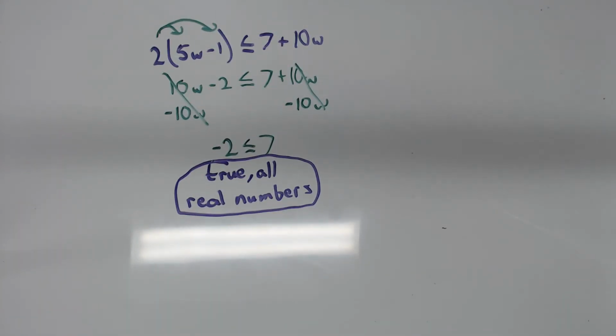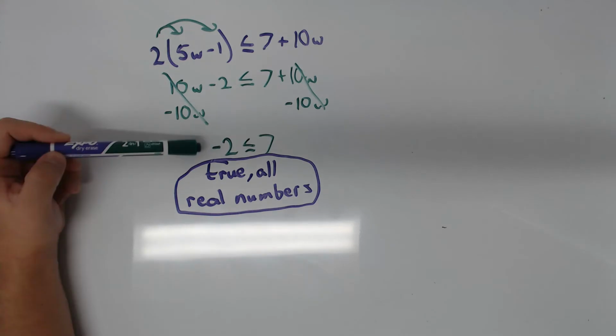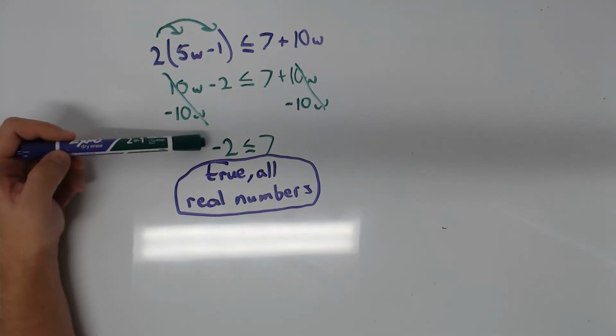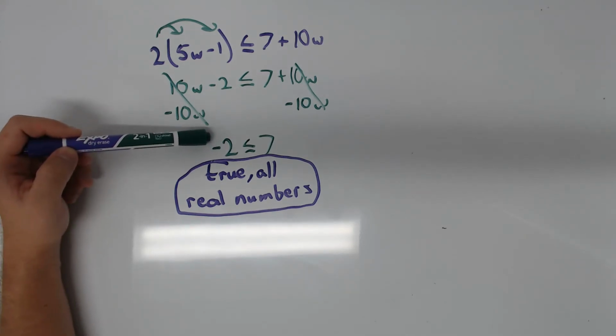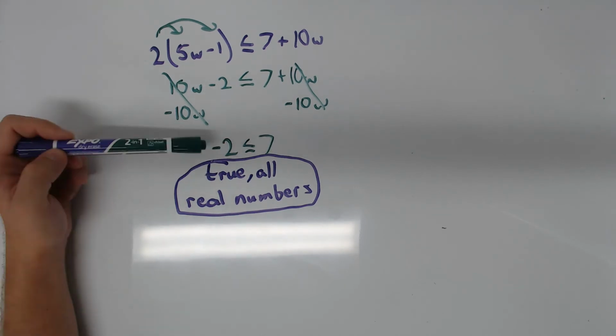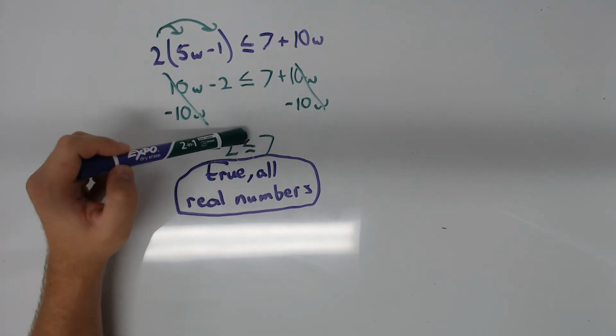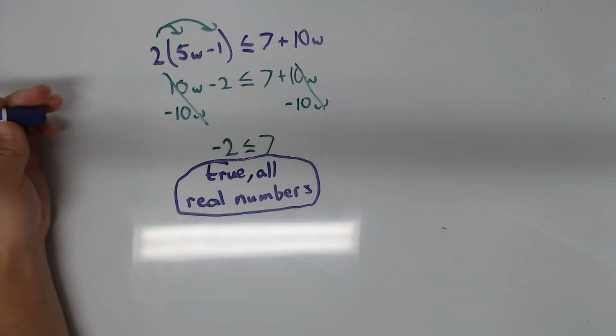All right, so that's the other special solution example. We can get all real numbers and no solution again. And it happens in the same way. The variables cancel out. It's just instead of saying, oh, they match or they don't match, we actually have to check for true or false like we did on the 2.1 notes.